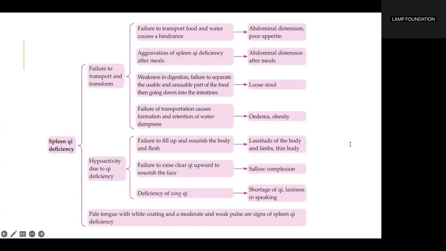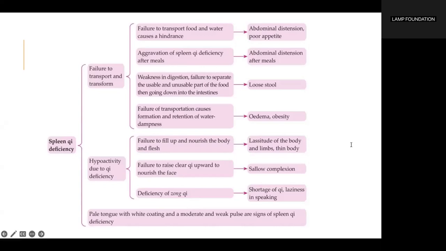Spleen-Chi can also be weakened by excessive worrying, speculating, studying, and ruminating. Prolonged illness, excessive bleeding, and overexertion are also a burden on the spleen because it has to replenish the Chi and blood that have been consumed or lost.